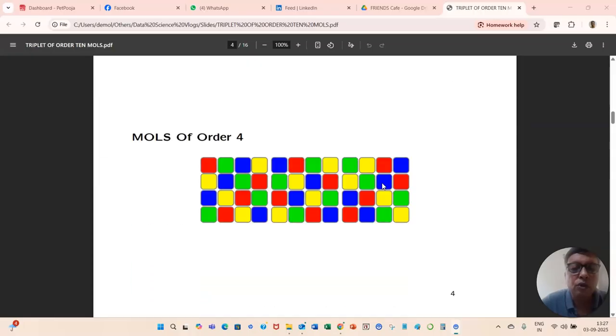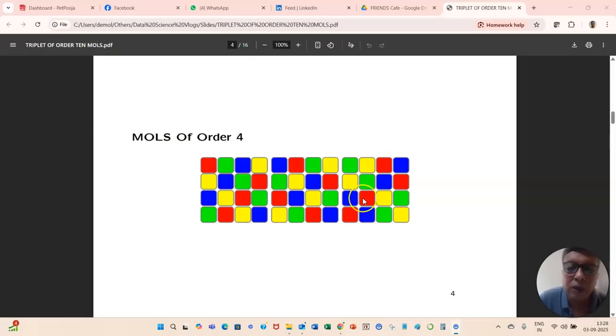This is a mutually orthogonal set of Latin squares of order 4. Each one is a Latin square. There is no duplicate in any row or in any column. And if we superimpose any two of them, all the 16 combinations appear. It's a nice brain teaser to construct mutually orthogonal Latin squares of order 4.